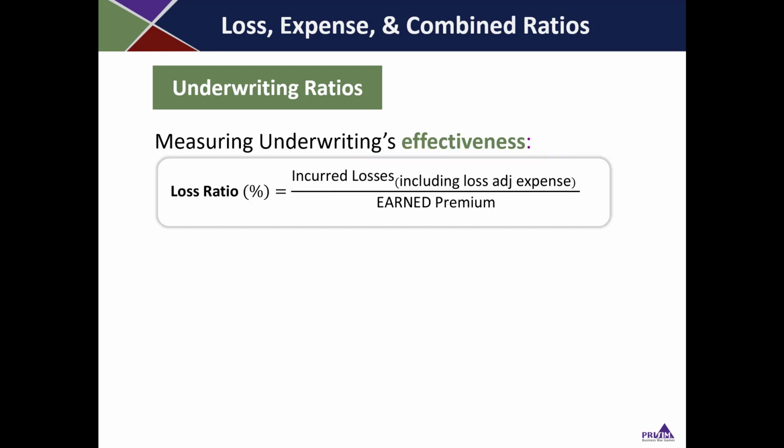So as an example, if you had a loss ratio of 70, you've got 70 cents of incurred losses for every dollar of earned premium from the underwriting side of the business.